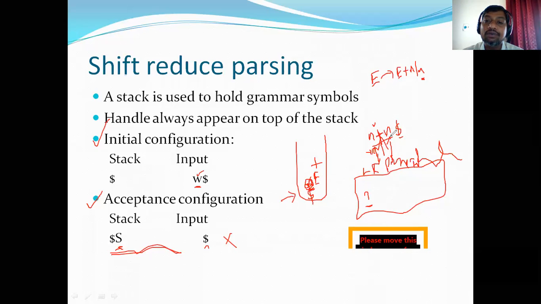Now we are supposed to read the second n and shift that onto the stack. Advance your read head. Now we have e plus n on top of the stack, and that exactly matches the right hand side of the first production rule. Now you have to reduce it to e.